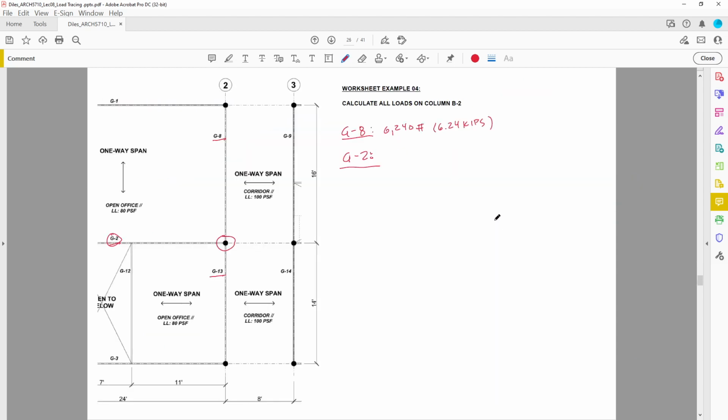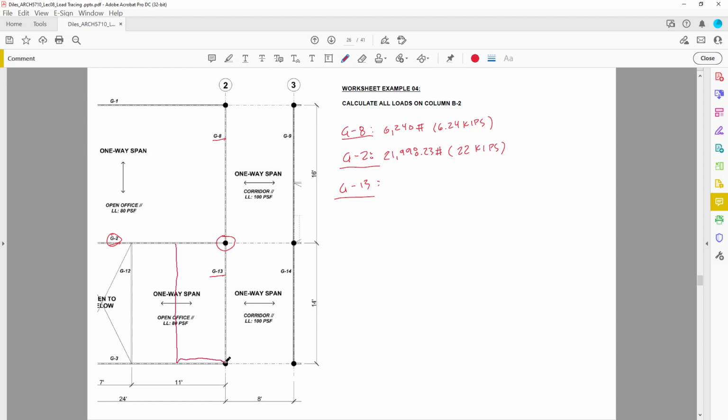21,998.23 pounds. Or we could just round it up to 22 kips on that one. All right, now the load from G13. So what is the load from G13? Okay. All right, well, let's look at G13 really quickly because we haven't solved for that one yet.